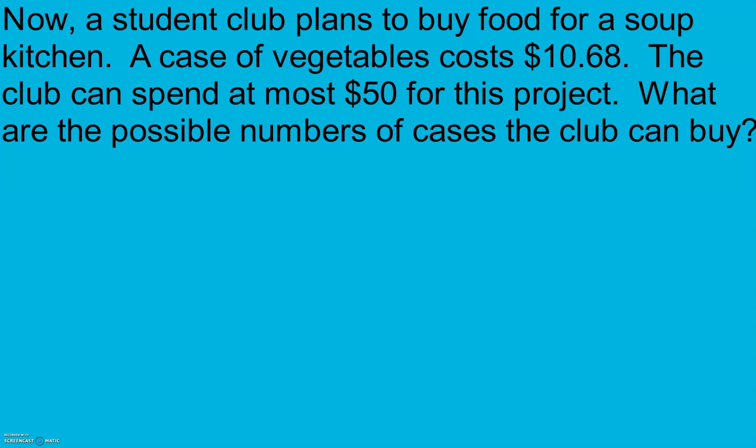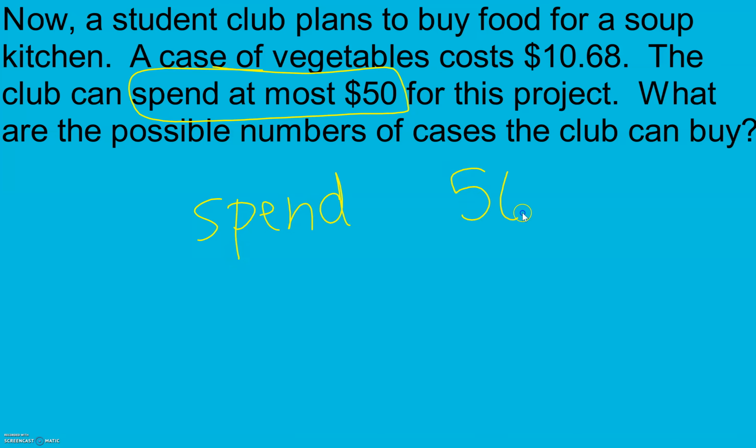So here, the club can spend, at most, $50. So the amount that they spend compared to $50. Could they spend all $50? Yep. Could they spend $60 or could they spend $40? Well, they only have $50, so they could spend $40, but they can't spend $60. So the amount they spend has to be less than or equal to $50.